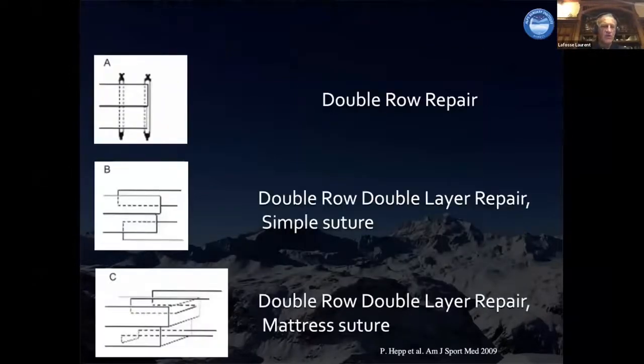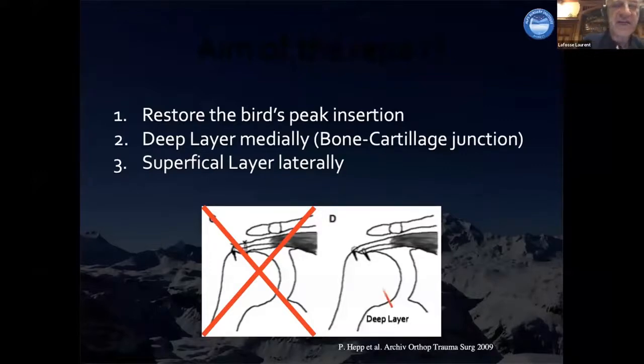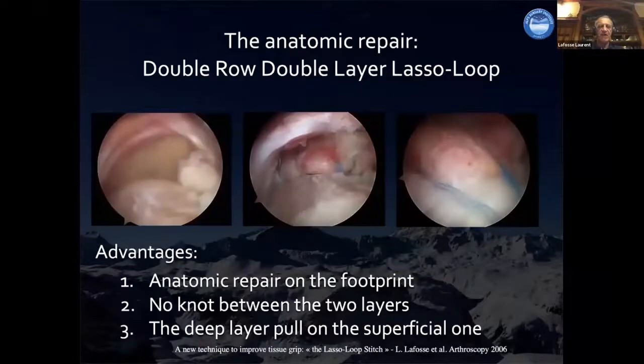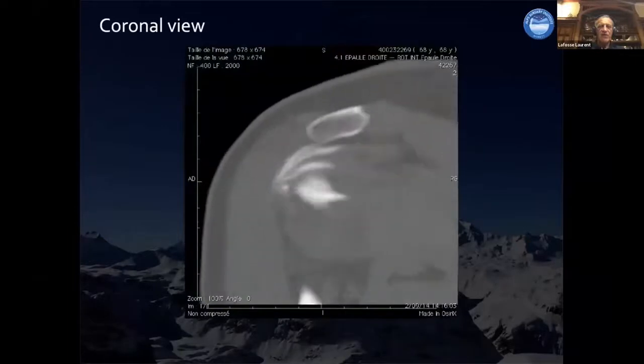So the question is how to do that. We can do the double repair to repair both layers together, or we can do it differently. And what I don't really like is to bring these two layers together, avoiding to respect the anatomy. So what I want to do is to respect this deep layer fixation with the superficial layer fixation differently. This is how I developed the lasso loop technique. And this is what I want to show you on the case.